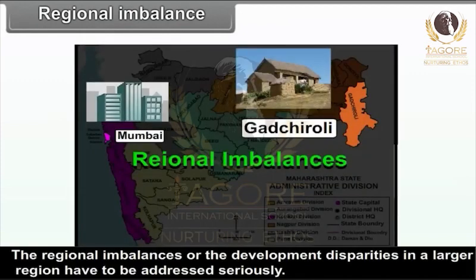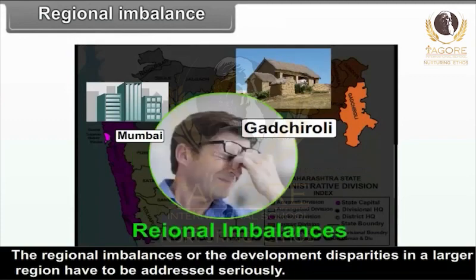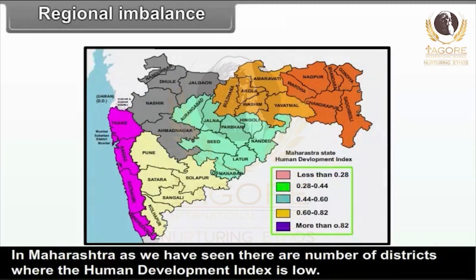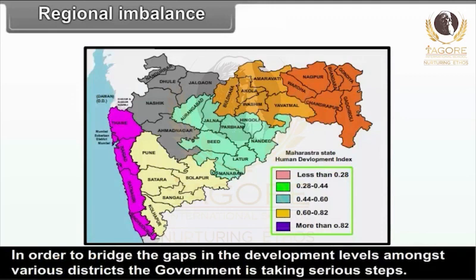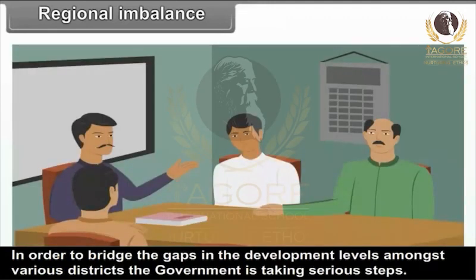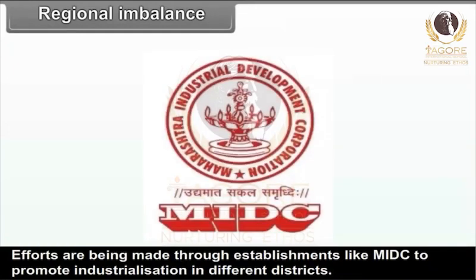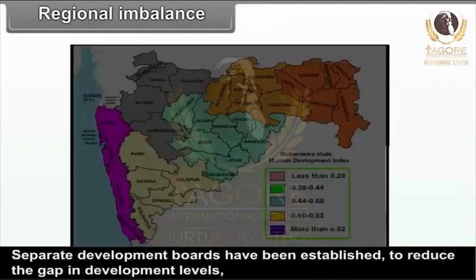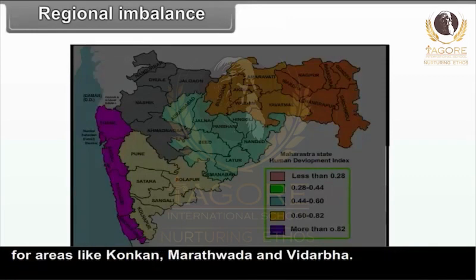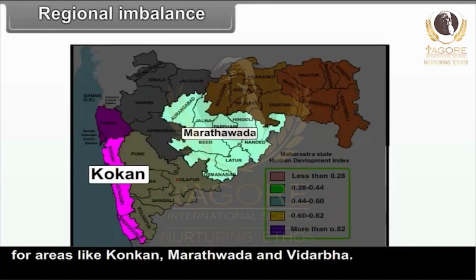Regional imbalances or developmental disparities in a larger region have to be addressed seriously. In Maharashtra, as we have seen, there are a number of districts where the Human Development Index is low. In order to bridge the gaps in developmental levels amongst various districts, the government is taking serious steps. Efforts are being made through establishments like MIDC to promote industrialization in different districts. Separate development boards have been established to reduce the gap in development levels for areas like Konkan, Marathwada and Vidarbha.